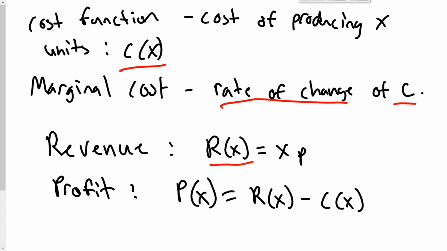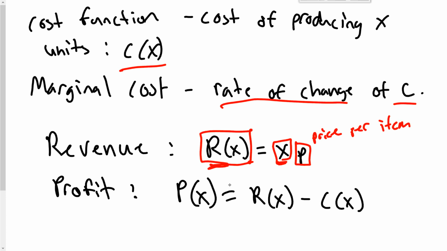And then we have revenue. Revenue is how many items we make and the price that it costs to make them, right? Or how much we're charging. So how many items we make and the price per item. And then our profit is just taking that revenue, how much we're making from each product, minus how much it cost us to produce that amount of items. Okay, so that's the profit.